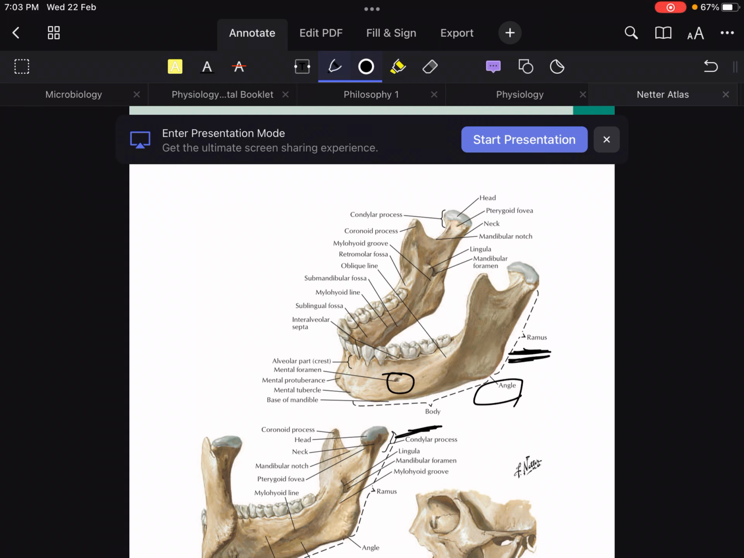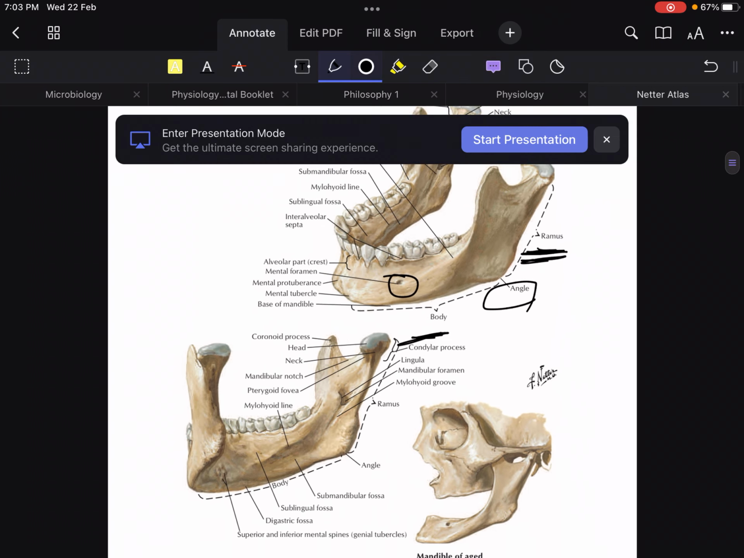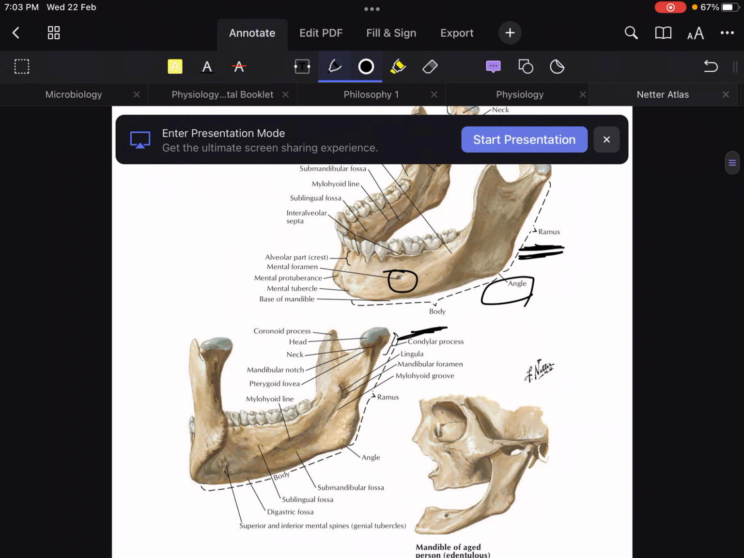From the inside, we also have different parts. For example, in the posterior part of the chin, we have some spines, or better to say genial tubercles. It's like this tubercle. Okay, and it's for the muscle with this name.